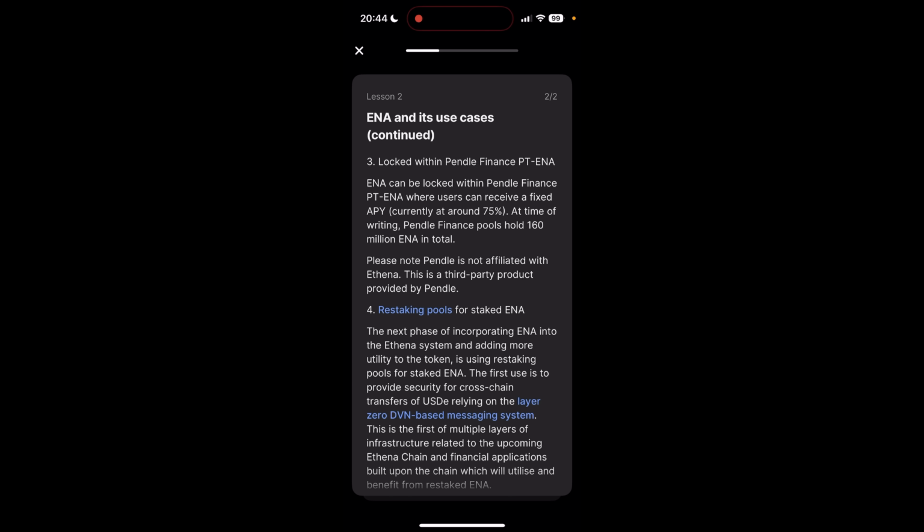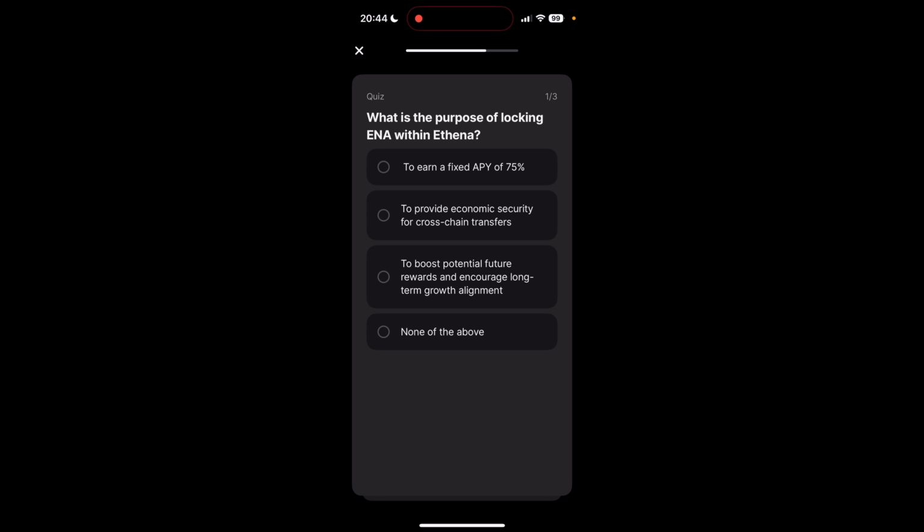Read about this. And if you're ready, we can go to the crypto quiz. First question: what is the purpose of locking ENA with Ethena? To boost potential future rewards and encourage long-term growth alignment.